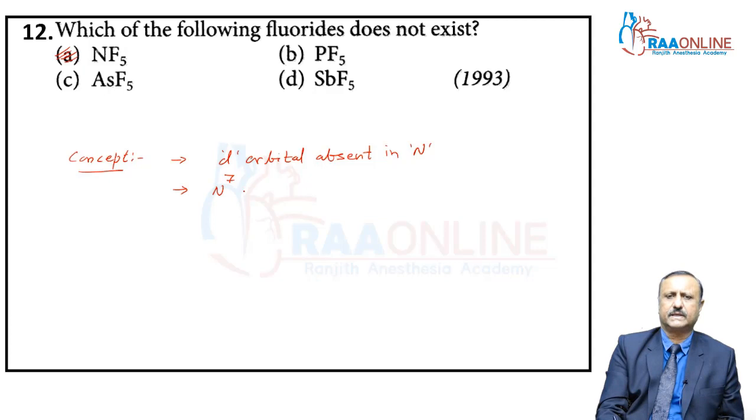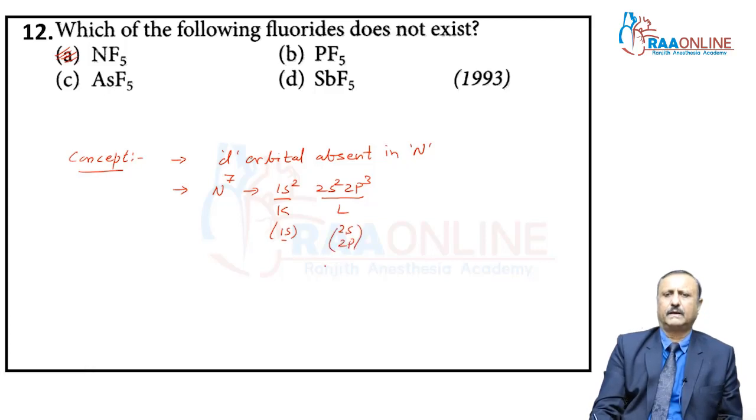The atomic number of nitrogen is 7, 1s2, 2s2 and 2p3. This is the electronic configuration of nitrogen. Here this is the K shell, and my dear students, the L shell is present. In the K shell only one s orbital is present, and in the L shell you can see the 2s and 2p orbitals are present. Here you cannot get the d orbitals. So the d orbital is absent in nitrogen. So these electrons cannot go to the d orbitals because a d orbital is not there.